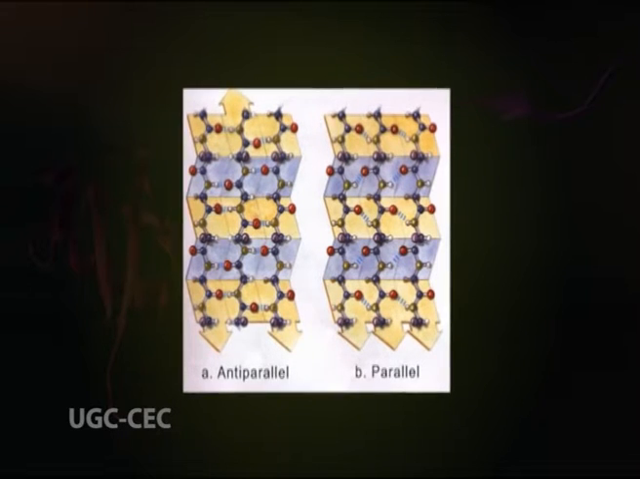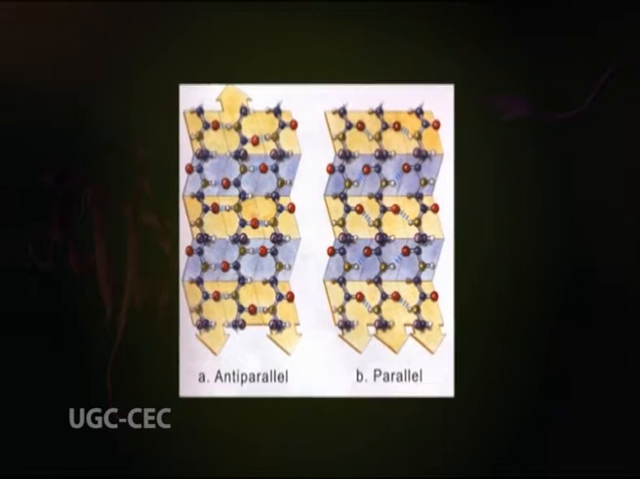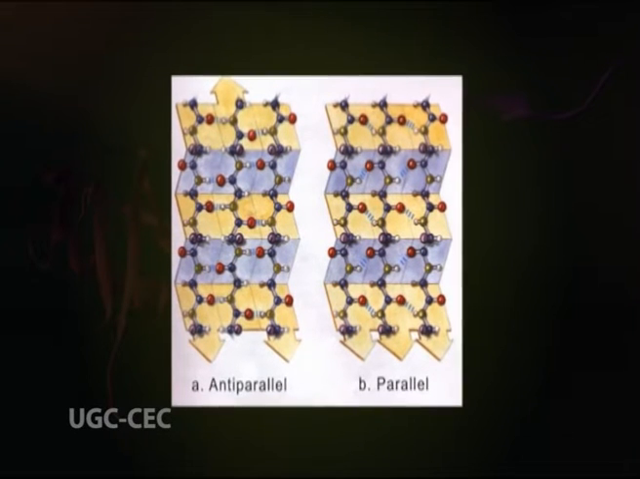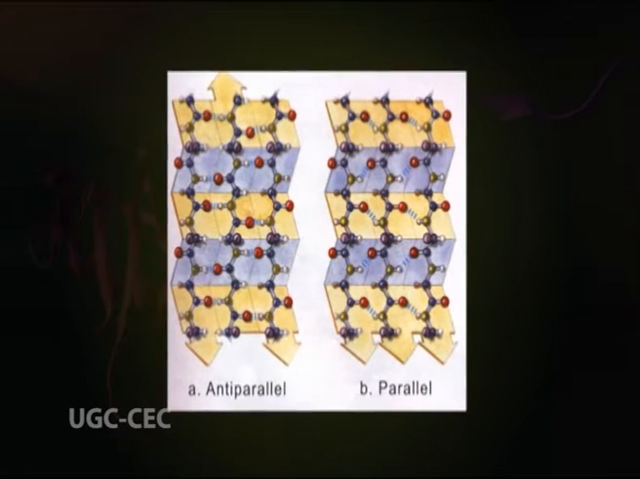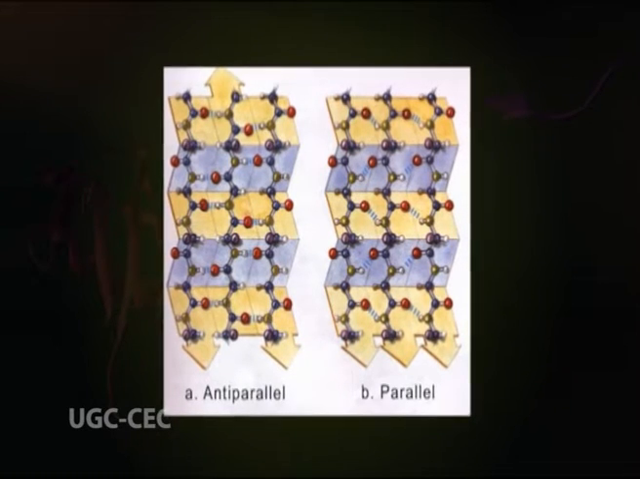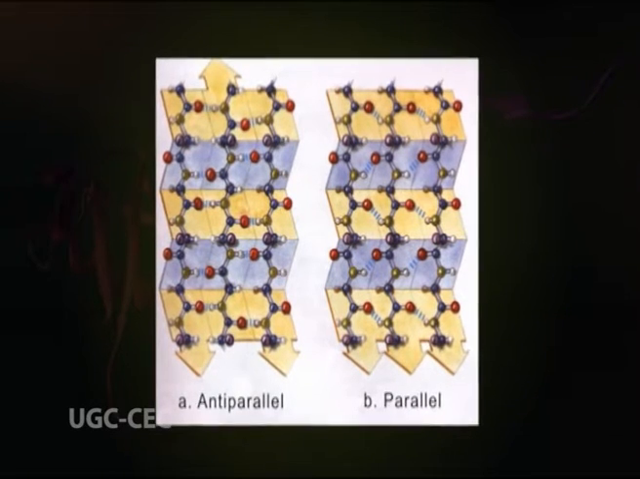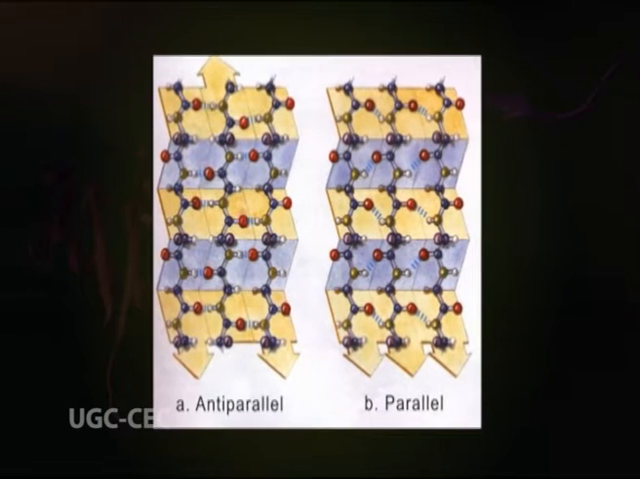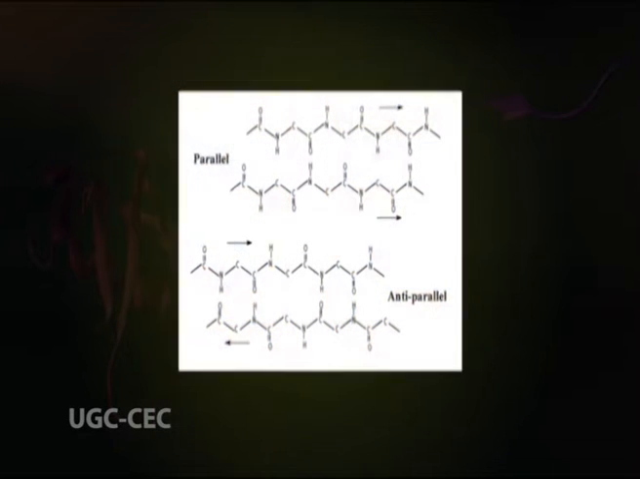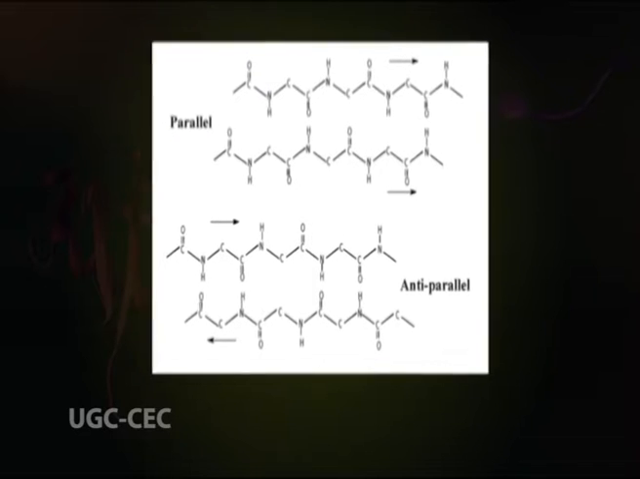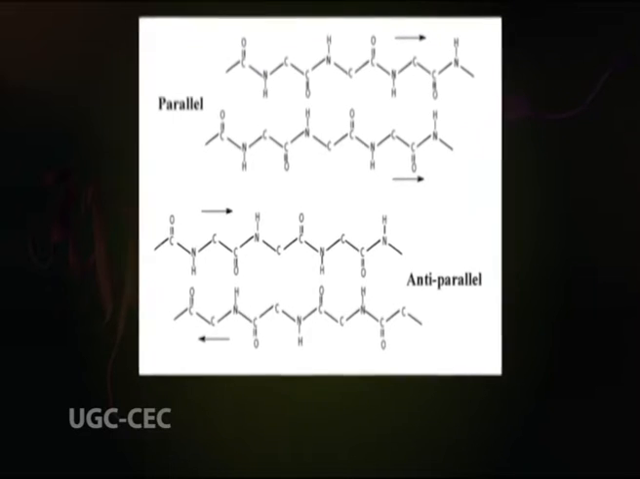In parallel, the adjacent polypeptide segments are in the same orientation, whereas in antiparallel, the adjacent polypeptide segments are in opposite orientation. In parallel arrangement, the CO group of each amino acid forms a hydrogen bond with the NH group of the 2 amino acid residues further along the adjacent polypeptide segment. In antiparallel arrangement, the NH group of each amino acid forms a hydrogen bond with the CO group of the adjacent polypeptide segment.